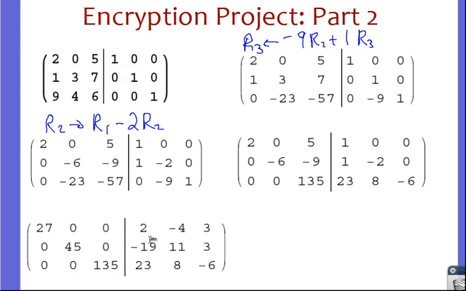Now once we have the inverse, we can go back and multiply that times your ciphertext matrix, and you should get the matrix that tells you the original message. Good luck.